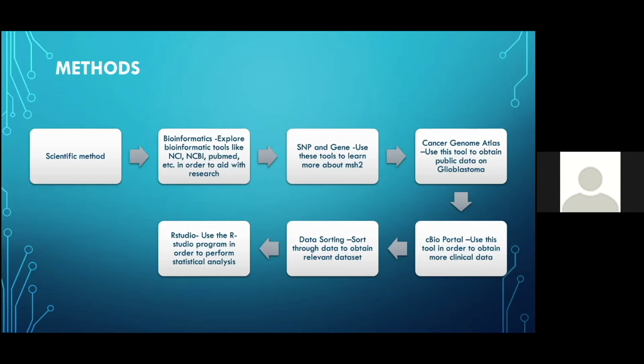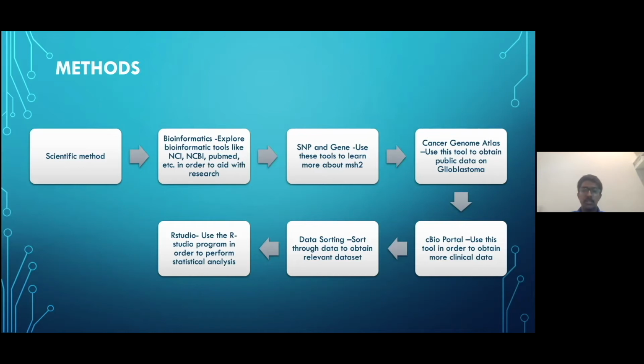Next, I obtained the data. I got the experimental data from the Cancer Genome Atlas, and there were a total of 607 individuals. Then I used cBioPortal to obtain the clinical data for the patients. I had to match the experimental data to the clinical data. I also sorted the data for information that was relevant for my project. Relevant data was extracted into a separate file.